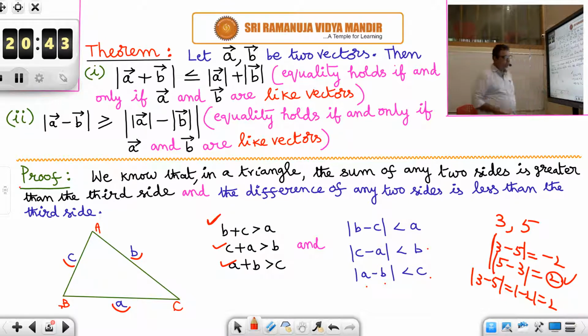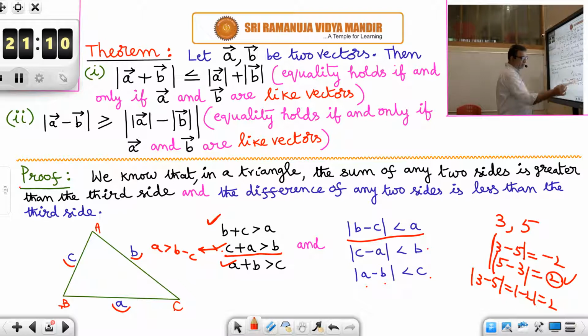How is this proved? See, first one, mod of b minus c less than a. How do you prove it? So, from this, c plus a greater than b. c you take to the other side. So, a will be greater than b minus c. Is it not? c we have taken to the other side here. Therefore, a is greater than b minus c. So, that means b minus c is less than a.